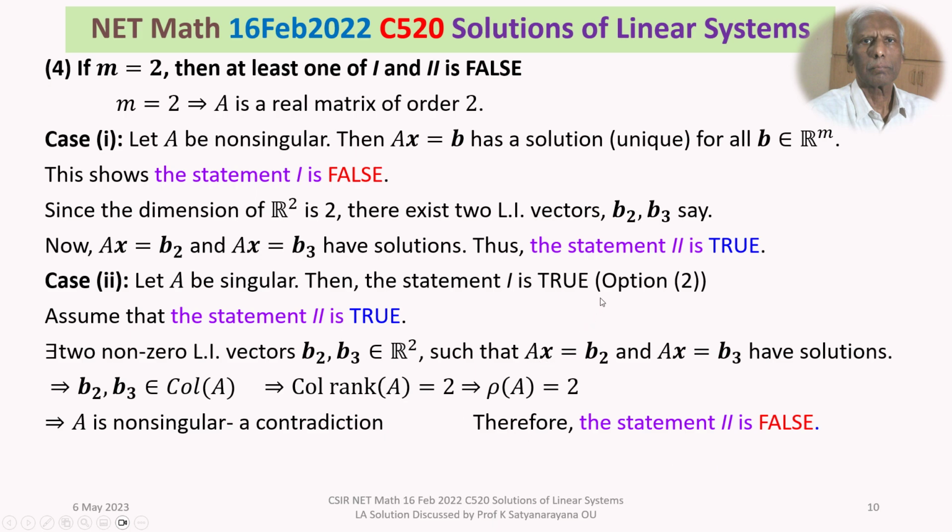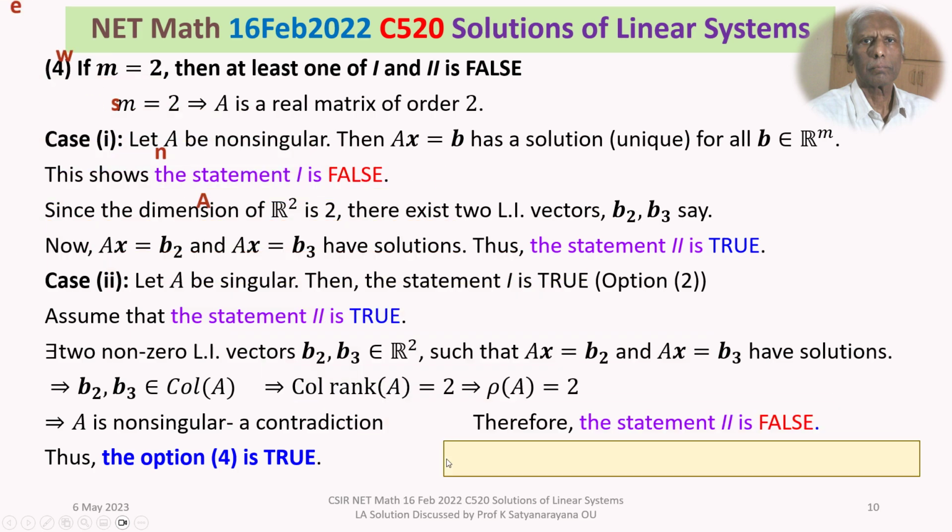So statement 1 is true and statement 2 is false. Agreed. One of them is true. So this means option 4 is true. That is, when m is 2, then at least one of statement 1 and statement 2 is false. That's what we have proved. And the answer to this question is options 2, 3 and 4 are true. Option 1 is not true.